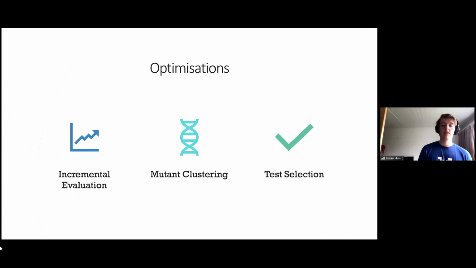The last optimization is called test selection, and this is actually the most straightforward one. Instead of running the entire test suite for each mutant, we take the code coverage for each test, and then given a mutant, we only run those tests that actually cover the mutant. Assuming that not all your tests cover the entire project all at once, this can also provide major speedups.